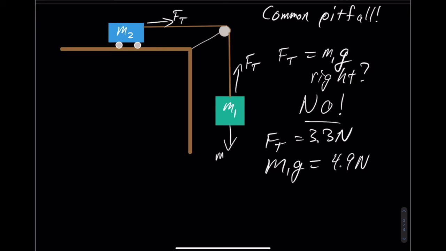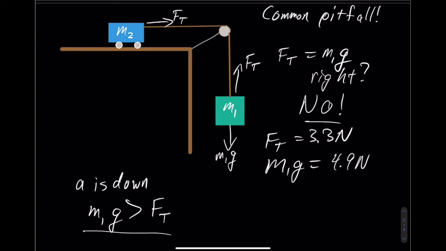Well, this force of tension can't be equal to m1g, because if that were the case, then this block, the forces on it would be balanced, and it wouldn't go anywhere. Right? So we know just by the fact that the acceleration is down, that means that m1g must be bigger than the force of tension. Okay, so if we take a step back and look at that, we can think, okay, it can't be just equal to m1g, the force of tension.